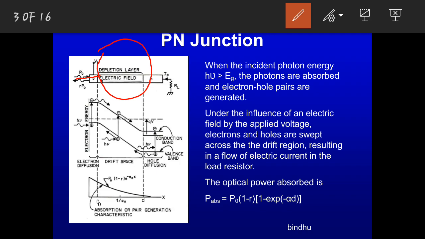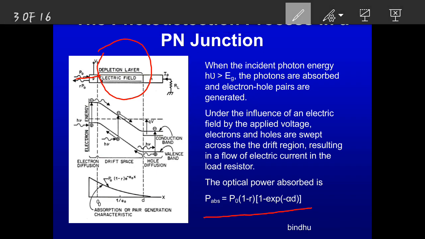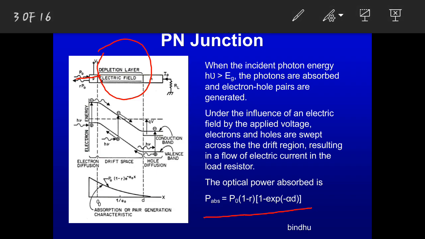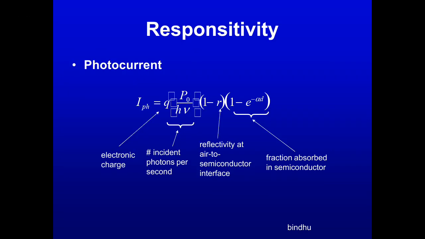And this is being taken across a load resistor, and the optical power absorbed is going to be incident power times (1 minus R) times (1 minus exponential of minus alpha D). R is the reflectivity. You have a drifting taking place from your P layer to the N layer through the intrinsic region. The responsivity, the small r, denotes the responsivity. So what is the photon current? You are converting into a current parameter.